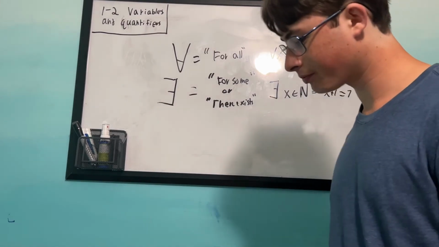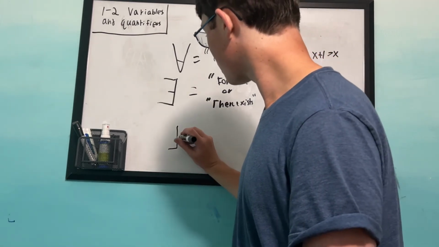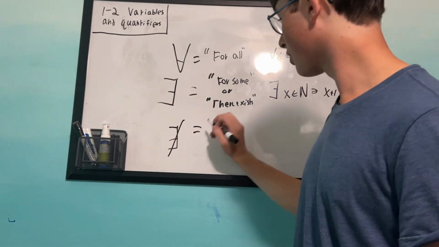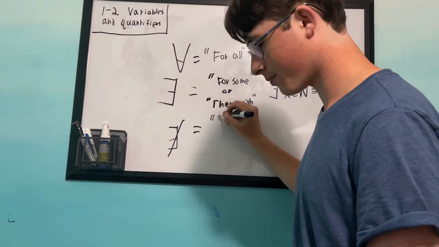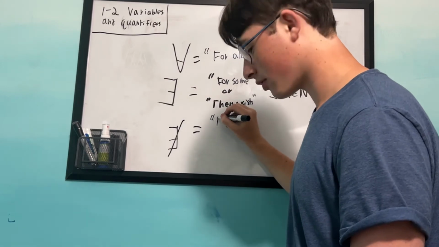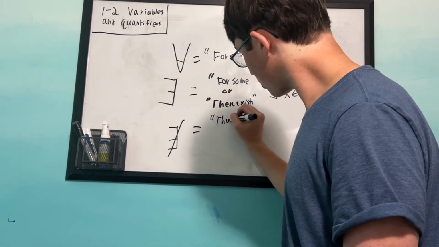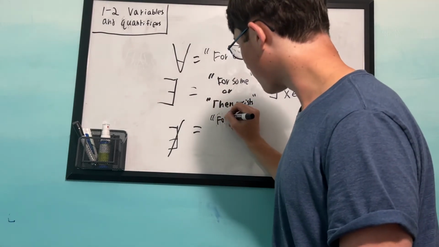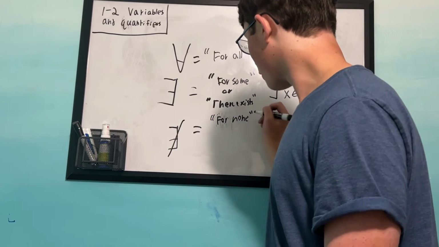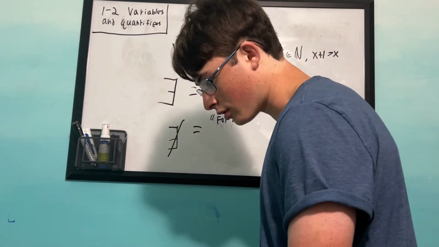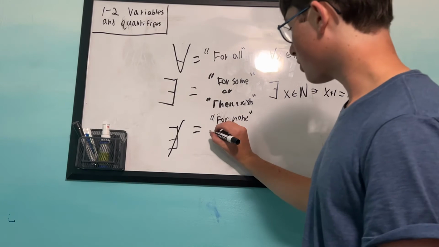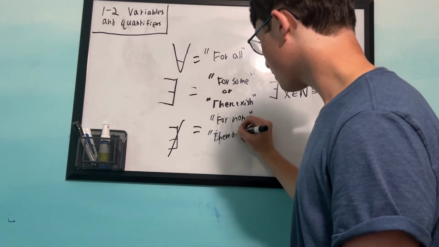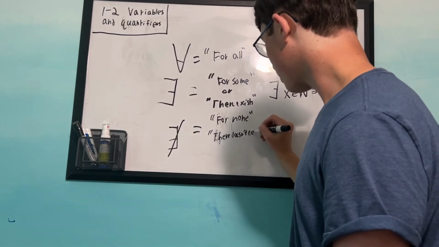The last one is there does not exist. It's like the backwards E with a slash. Oops, actually, I guess the better way to say it is for none, or for no. Or yeah, there doesn't exist.